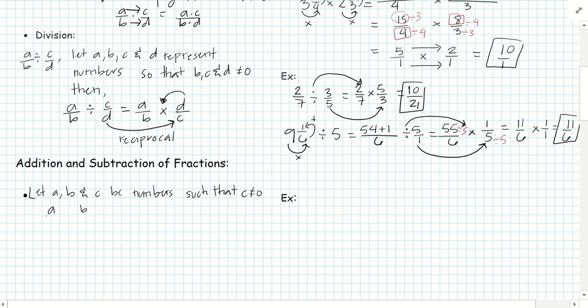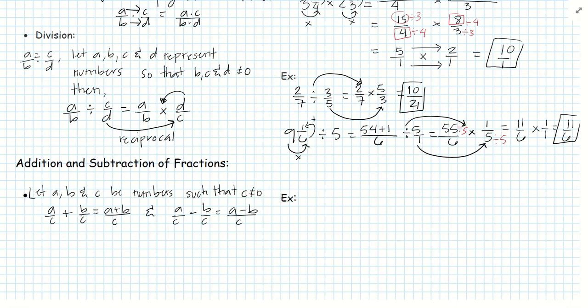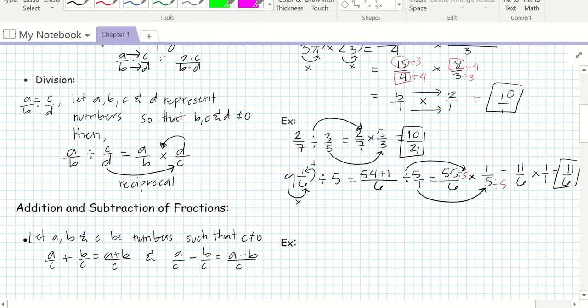So I'm going to have A over C plus B over C equals A plus B over C. Notice how I'm keeping that C. I'm not adding C and C. I'm just keeping one single letter C, right? And if I have A over C minus B over C, this is equal to A minus B over C. Now, something that I do want you to notice is how for both we have the same denominator.